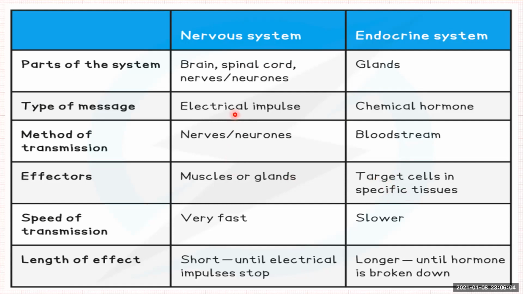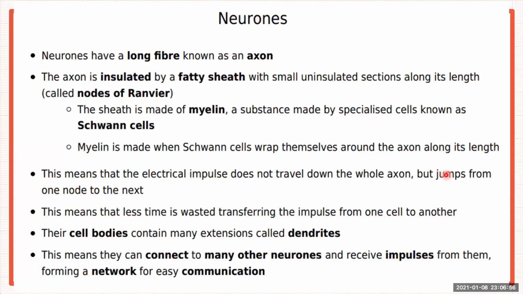Now, since the nervous system involves electrical impulses, it is very fast. While in the endocrine system, the hormones take time to travel through the blood to reach the target cells, so this is comparatively slower. If you talk about the length of the effect, in the nervous system the effect is short, until the electrical impulses stop. But in an endocrine system, the effect is rather long, until the hormone is eventually broken down. Okay, there's a lot. Let's talk about the neurons now.